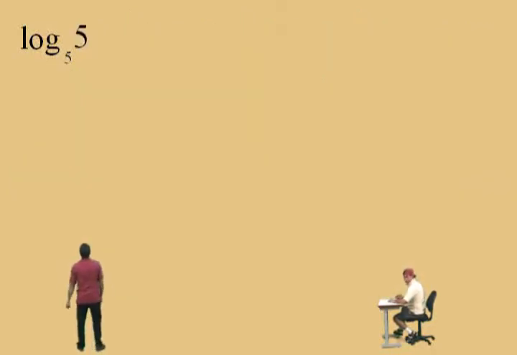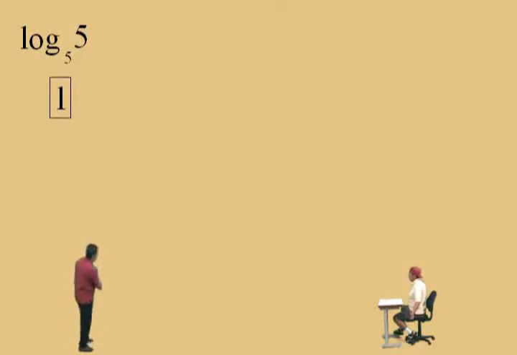Let's try this one here. Log base 5 of 5. Now, some of these logarithms are so easy, they're confusing. Here we go, Charlie. This logarithm is asking you what? 5 to what power is 5? That's right. And what do I raise 5 to the power of to get 5? 1. That's right. 5 to the first power is equal to 5. It's that easy.